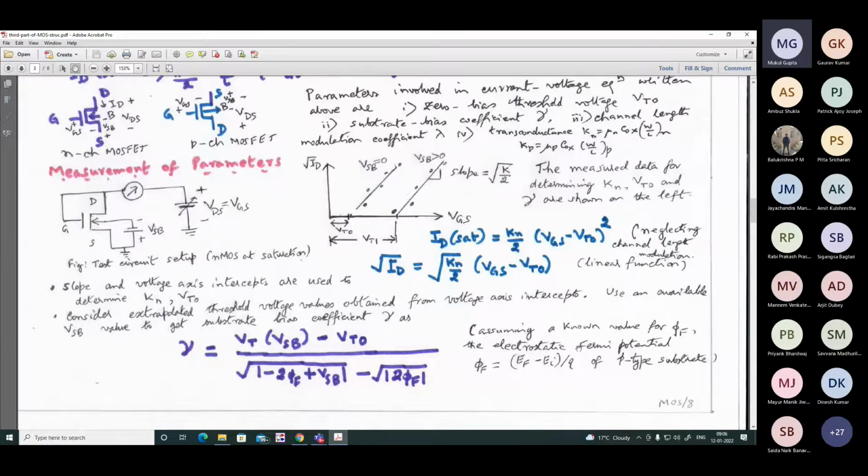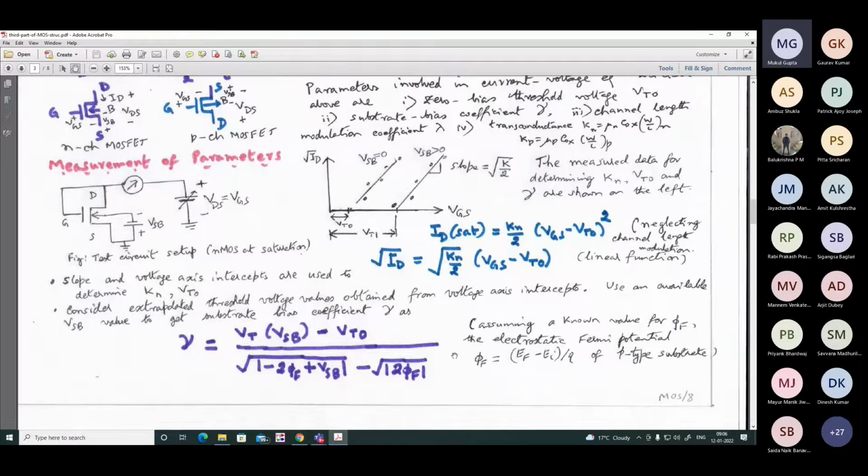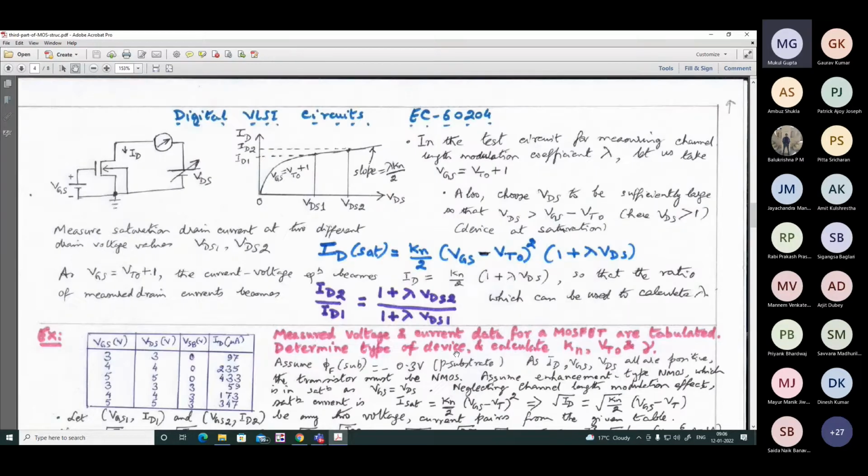Okay, you can use this in your expression. Let me see a numerical problem on that. This is the setup that we require for calculating lambda. Here also, please pay your attention. You see, gate and drain are no longer shorted.